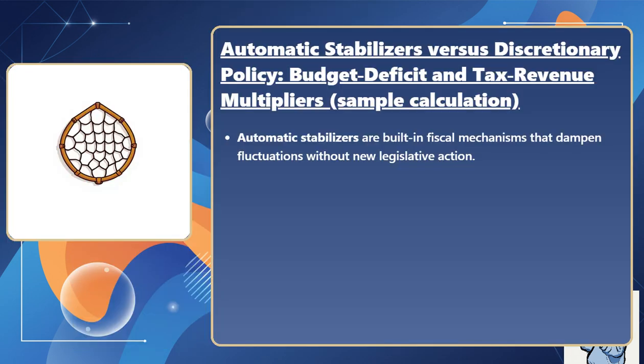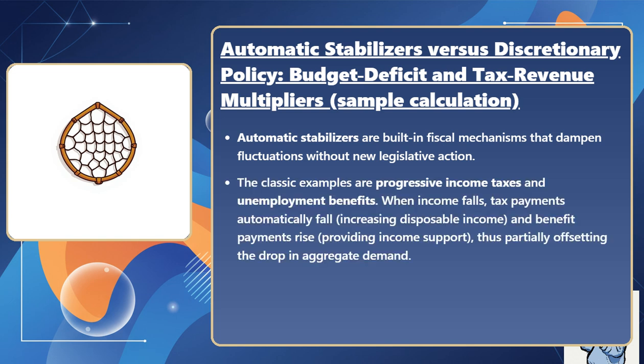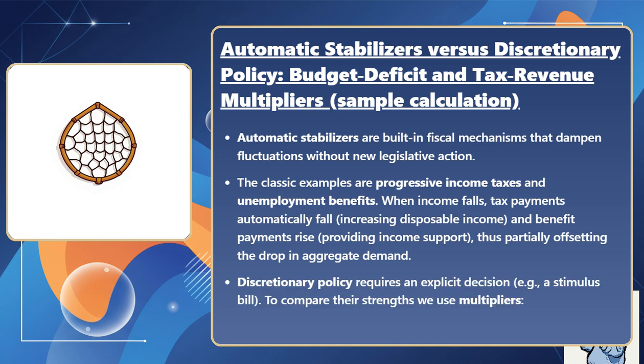Automatic stabilizers are built in fiscal mechanisms that dampen fluctuations without new legislative action. The classic examples are progressive income taxes and unemployment benefits. When income falls, tax payments automatically fall, increasing disposable income, and benefit payments rise, providing income support, thus partially offsetting the drop in aggregate demand. Discretionary policy requires an explicit decision, for example, a stimulus bill.